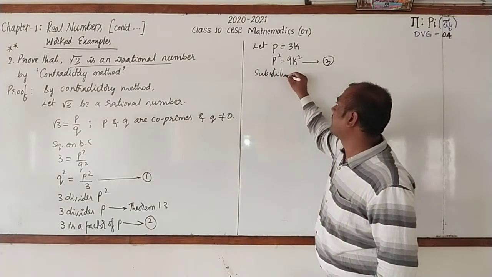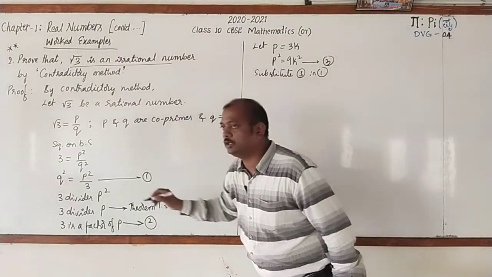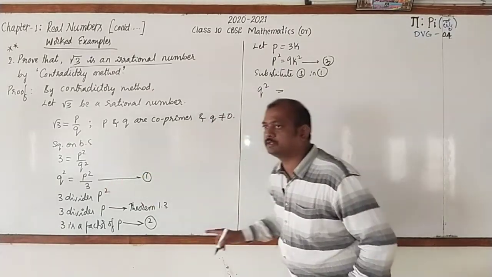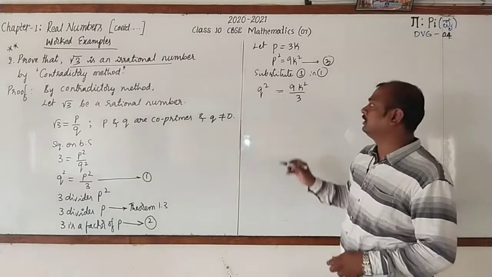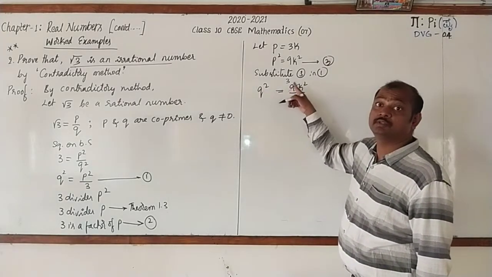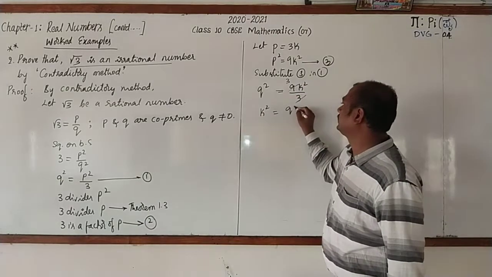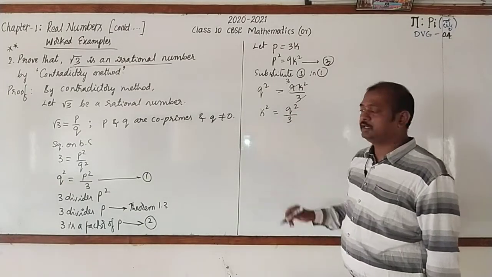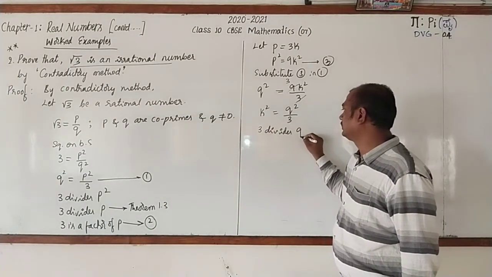Substitute statement 3 in 1. Then you can write Q square is equal to P square by 3. What is P square? 9k square by 3. Cancel 3s. So Q square equal to 3k square. Solve, k square equal to Q square by 3. What does it mean? It means that 3 divides Q square.